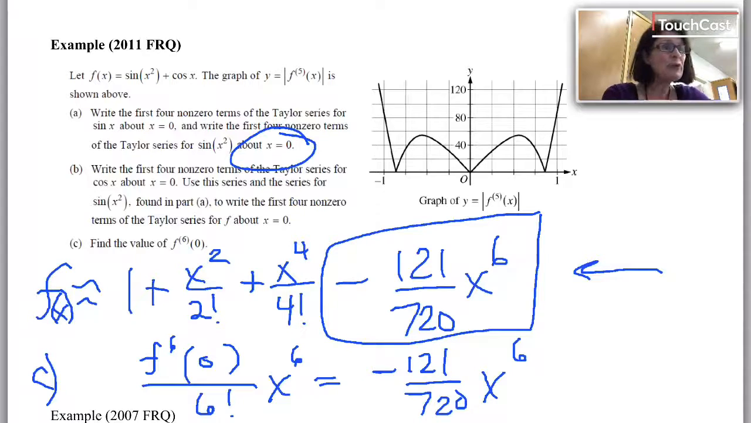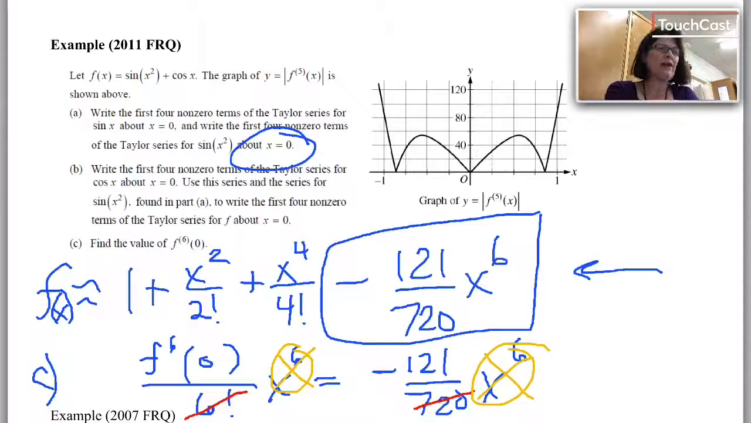Now, since these two have to be equal, I can use this to figure out what the 6th derivative of f evaluated at 0 is. Notice 6 factorial is exactly equal to 720. So you could multiply both sides of this equation by 720, and your denominators would cancel out. The x to the 6th on both sides is equal.